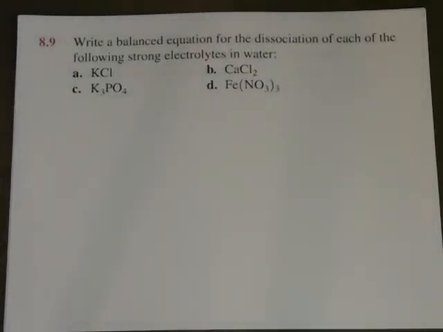Okay, so we are going to do some example problems involving solutions, going over the properties of solutions and calculations of concentrations of solutions. This first question is from chapter 8, number 9, and it's asking us to write a balanced equation for the dissociation of each of the following strong electrolytes in water. These are strong electrolytes, so that means they're going to completely dissociate and separate into their ions.